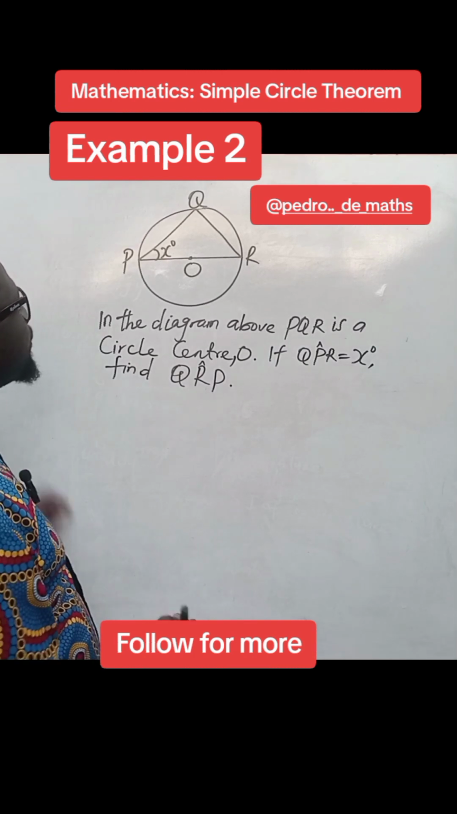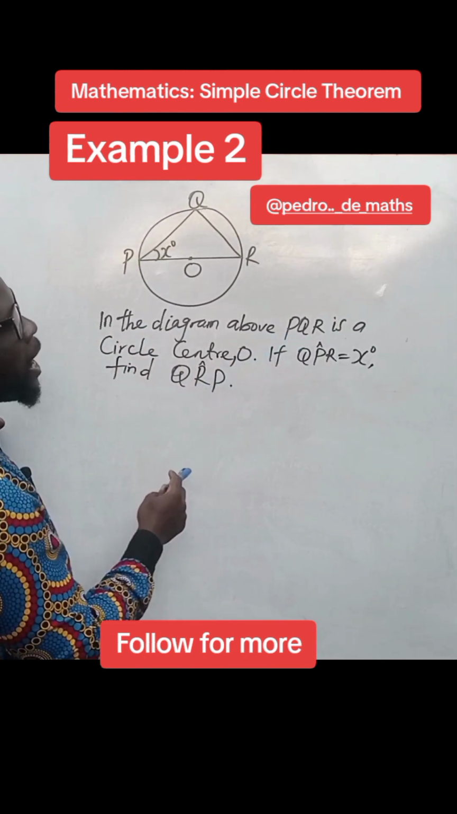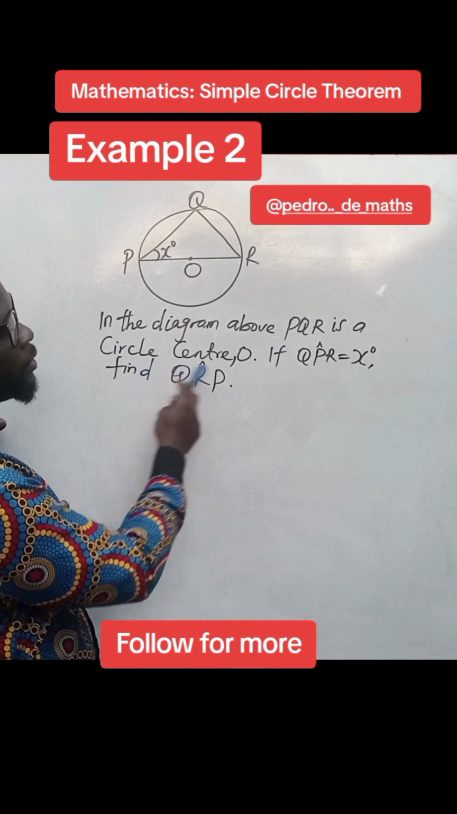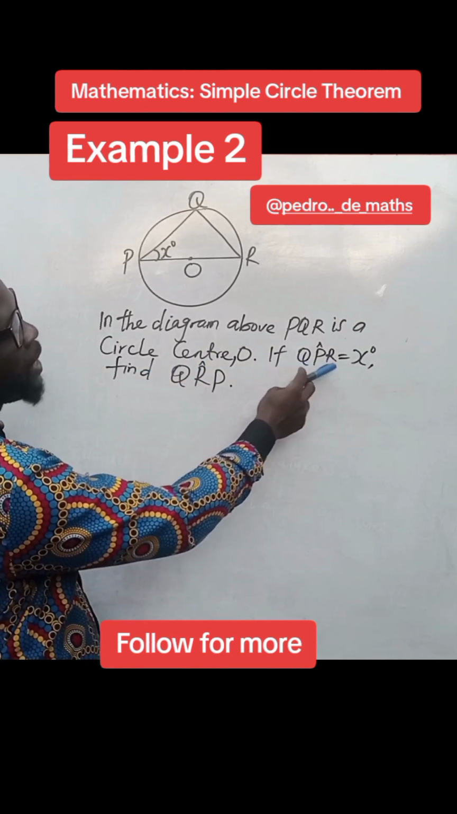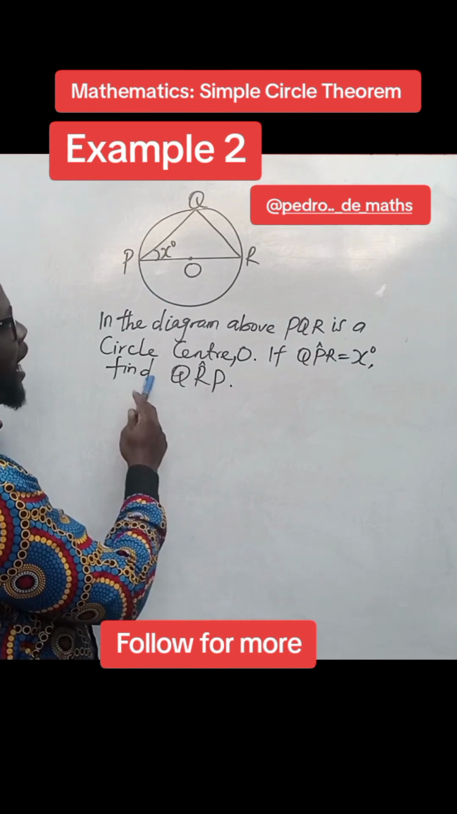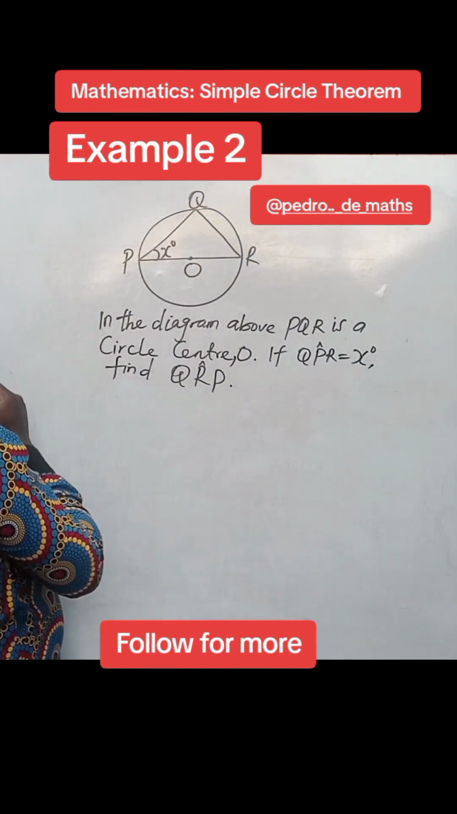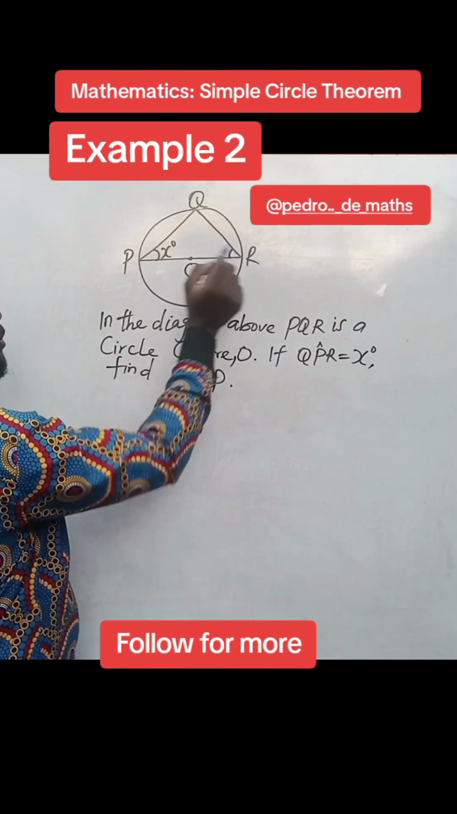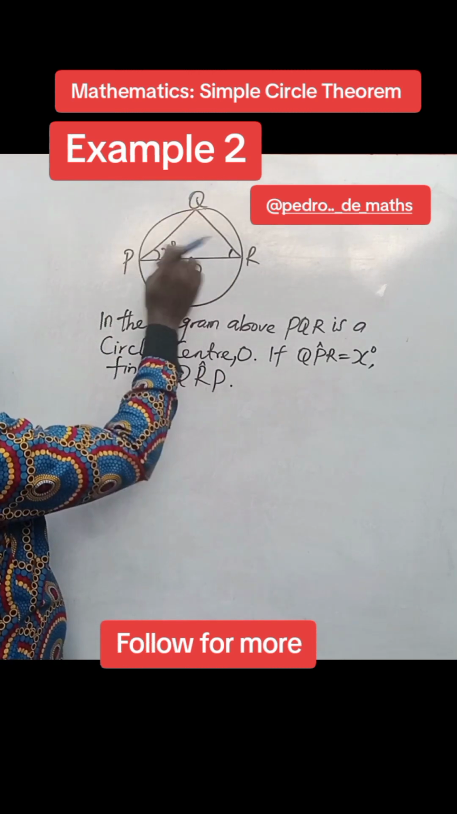Everyone, let's go through this. It says in the diagram above, PQR is a circle, center O. If angle QPR is x degrees, find angle QRP. So we're looking for this place. QPR is x degrees.